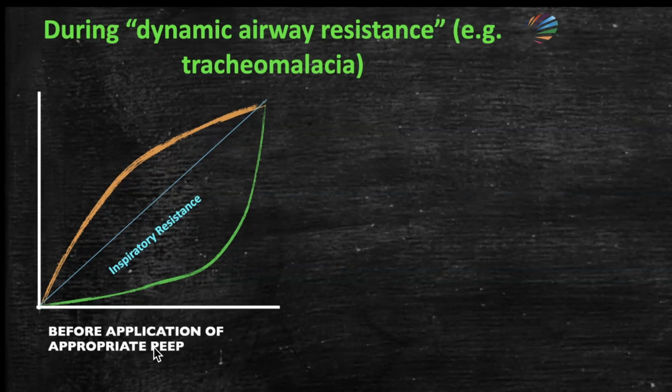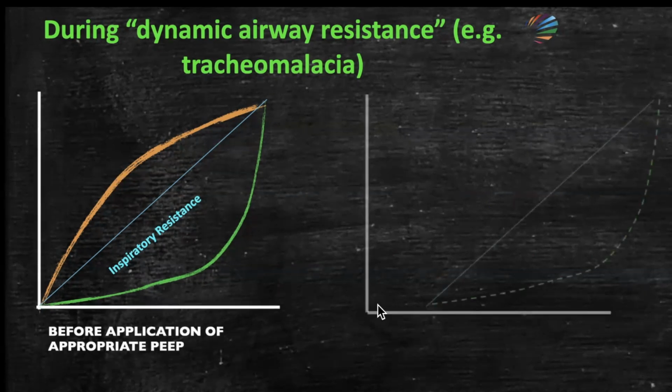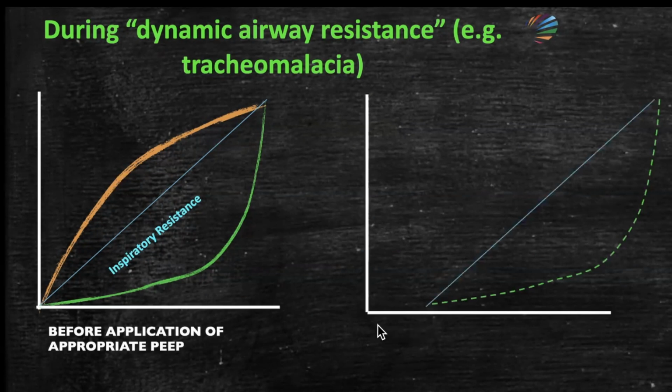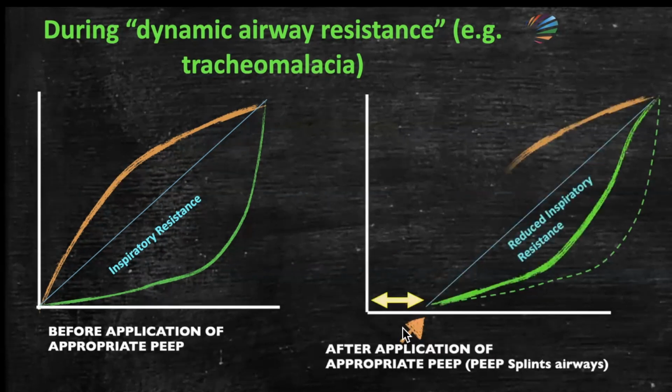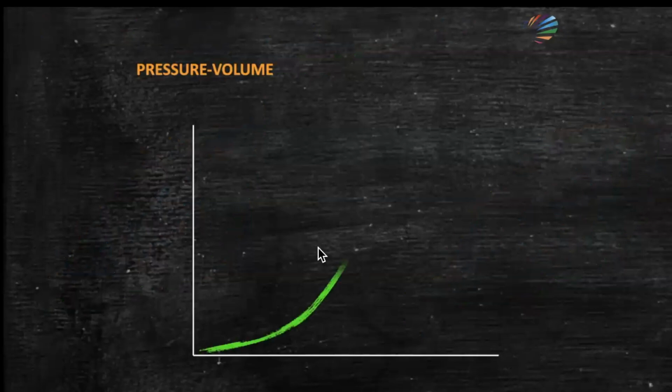So when you apply an appropriate PEEP, suppose a PEEP of say 5 or 6, this positive end-expiratory pressure will splint the airway and reduce the collapse of the airway during inspiration, and will solve the problem of increased airway resistance during inspiration.